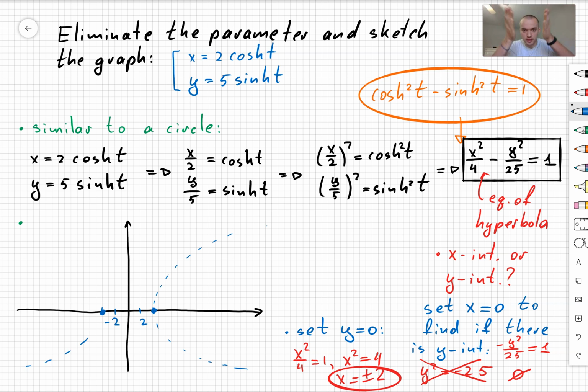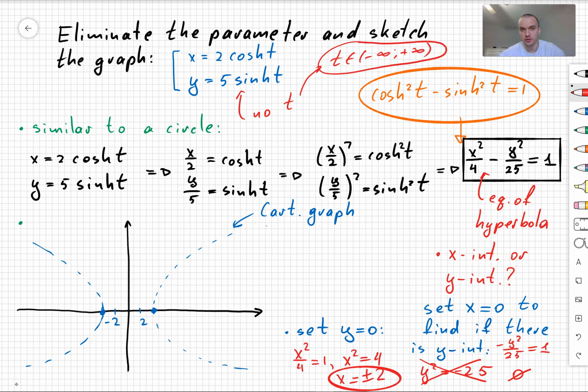And then I'm just going to sketch the graph of the hyperbola. I need to sketch it approximately. And this is going to be the Cartesian graph of my parametric graph. Finally, let's sketch the parametric graph. For that, we need to figure out the bounds for t, and you can see that if there is no mention of t, then t changes from negative infinity to positive infinity.